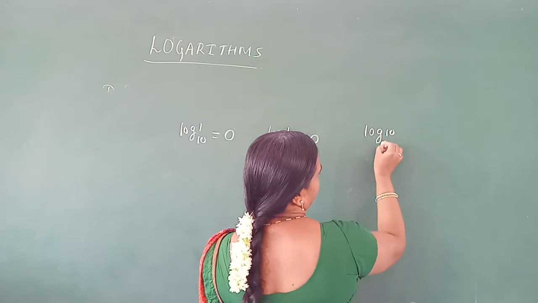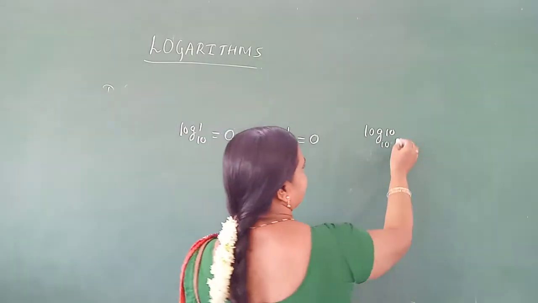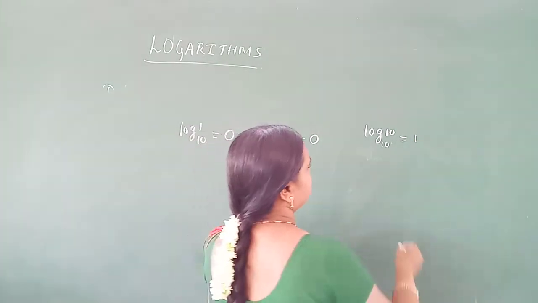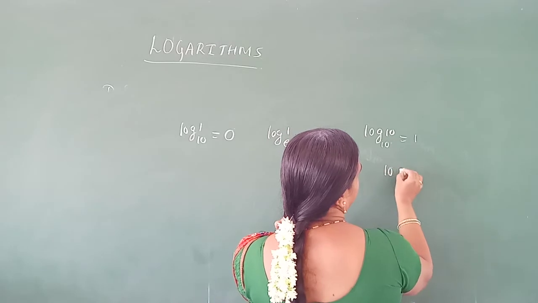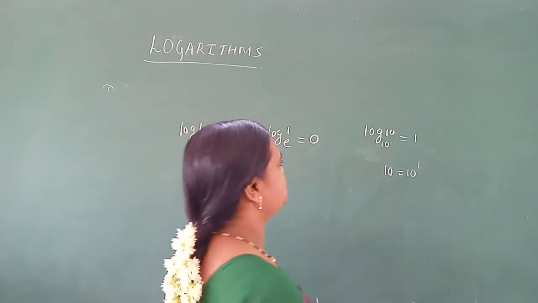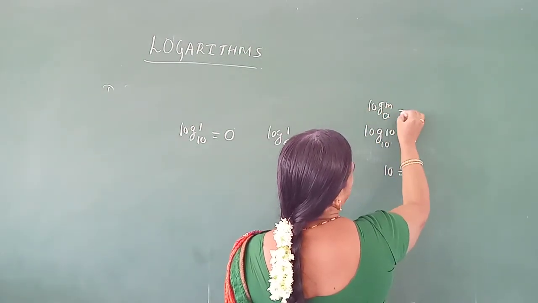Let me verify. Log 10 to the base 10, we get 1. Verify. Is it okay or not? See what the definition says. It is 10, we get it is 10 to the power 1. According to the definition, because this is in the form of log m to the base a is x.